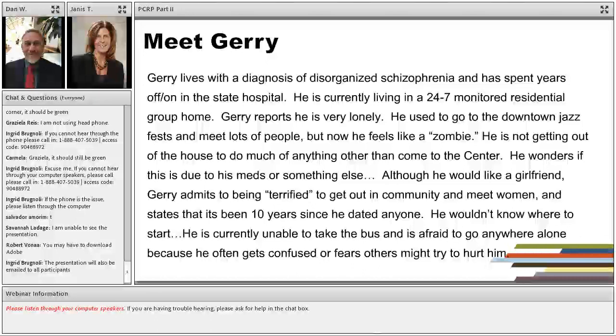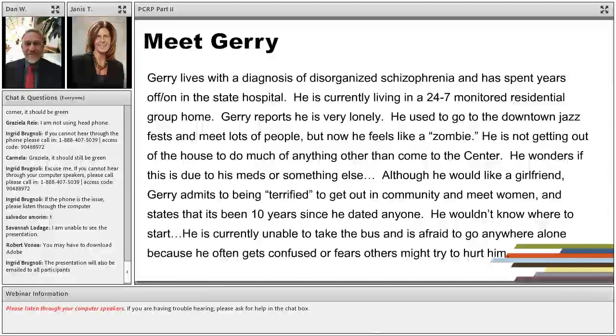I want to tell you about a quick snapshot, someone we called Jerry. Jerry was living with a diagnosis of disorganized schizophrenia, and he had spent many years off and on in the state hospital. When he was in the community, he had been living in a 24/7 residential group home. He would often say that he was incredibly lonely. He had some interests. He really did love music. He would, in the past, go to downtown jazz festivals and try to meet people, but was saying at the time that this plan was written that he really felt like a zombie. He wasn't getting out of the house at all other than to come to the center for therapy. He didn't know if it was due to his meds or something else.